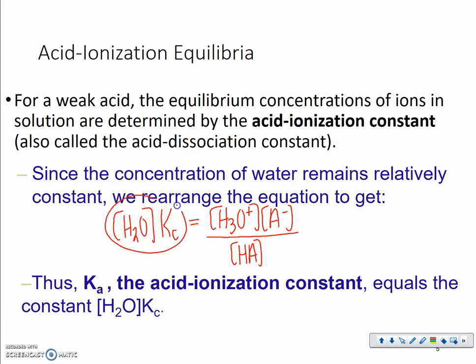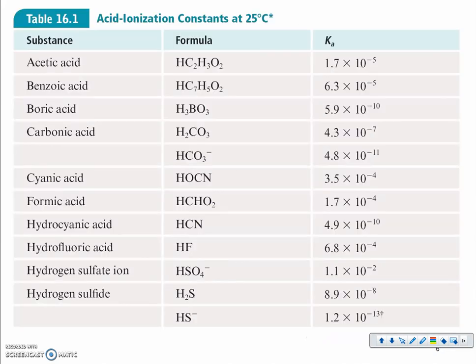So we're left with this rearrangement. This product here, the concentration of water times the Kc for a reaction, is called the acid ionization constant, and we abbreviate that as Ka. So we have the simplification of an equilibrium constant for an acid reaction where we don't have to include water since it remains constant. So there's no point in adding it if it's not going to make any difference. So that's our general formula for a Ka expression.